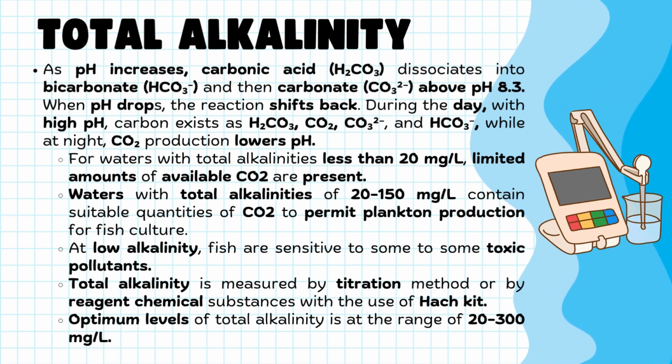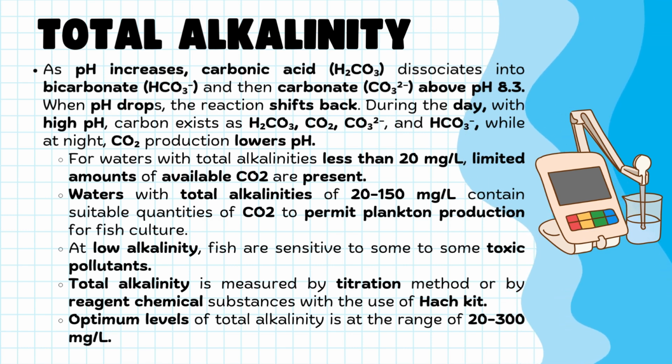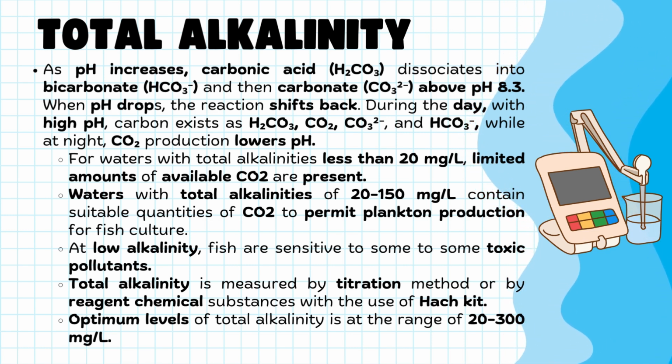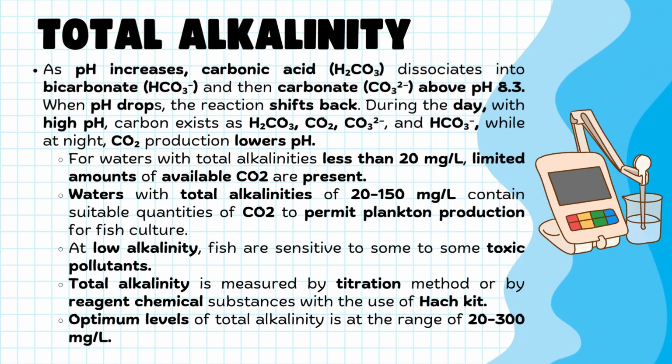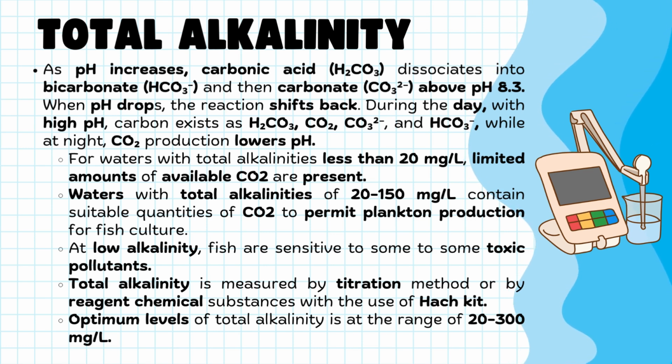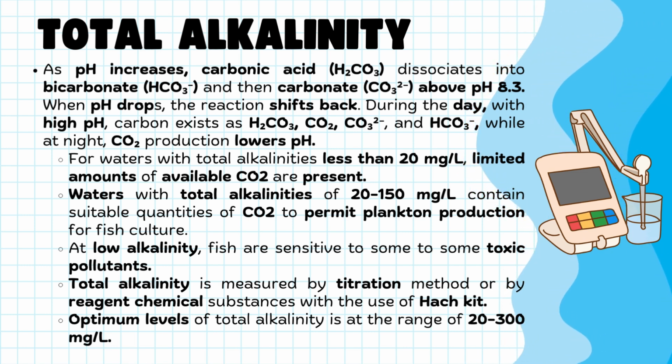To measure the levels of alkalinity, it is measured by titration or using a Hach kit. The optimum total alkalinity range is 20 to 300 milligrams per liter. Balancing pH and alkalinity ensures a healthy aquatic system, providing a stable environment for fish culture and promoting plankton production.